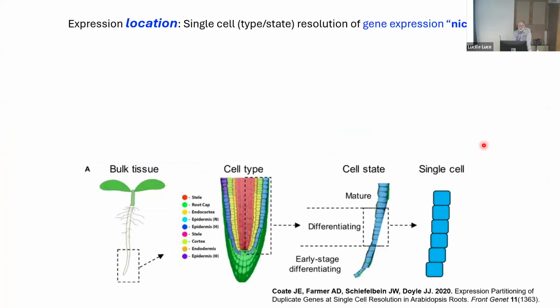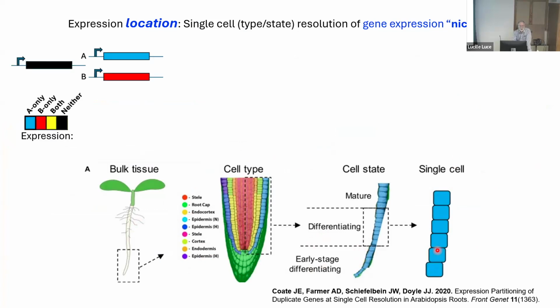So looking at expression location at the single cell level, we have bulk tissues, cell types, cell states of a single type, and then single cells within that. We have a gene duplication, A and B copies. We can ask about expression, whether one or both or neither are expressed. And if we look at the bulk tissue, the root might be expressing one copy predominantly, the leaf the other.